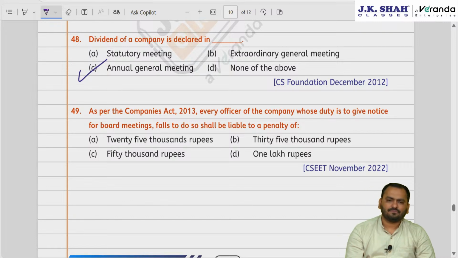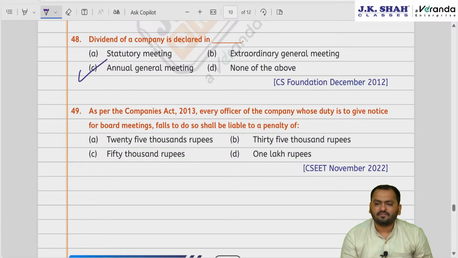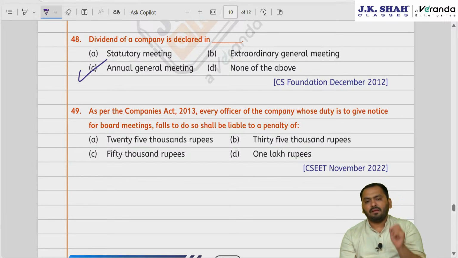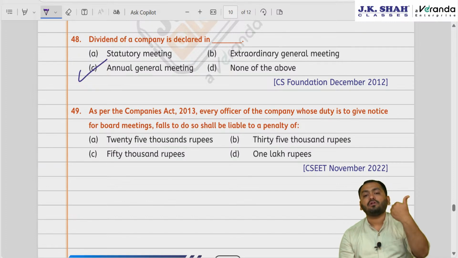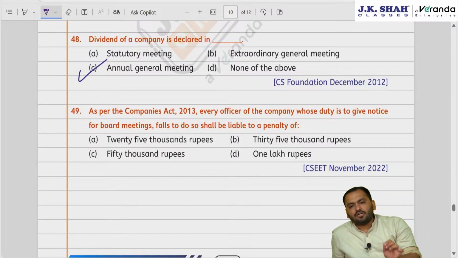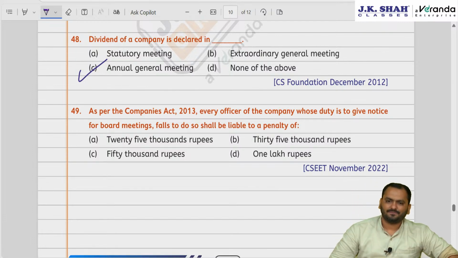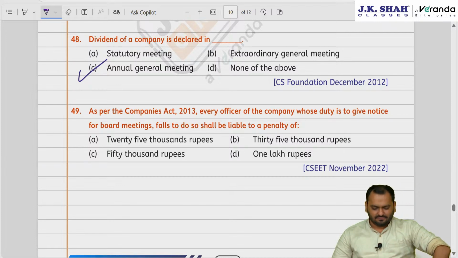Answer is no. Because Companies Act 2013 says, Secretarial Standards say that the members of company cannot declare dividend more than what is recommended by board. I am explaining you this only for your knowledge, don't worry. So the members of company declare dividend, true, but members cannot declare dividend more than what was recommended by board. Okay, so that was the case. So answer is basically AGM.